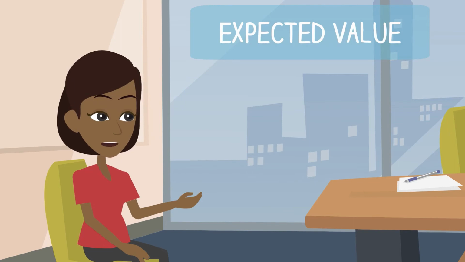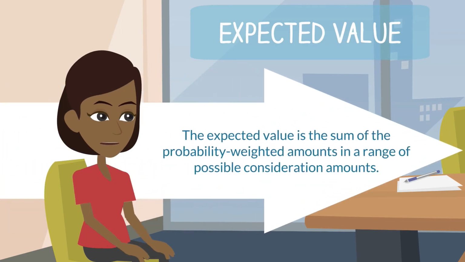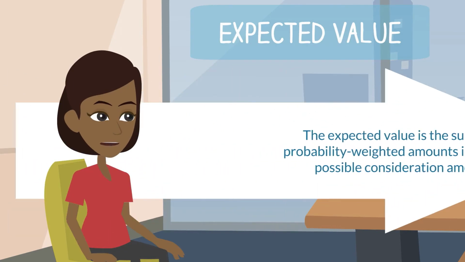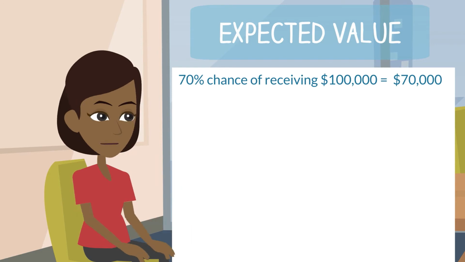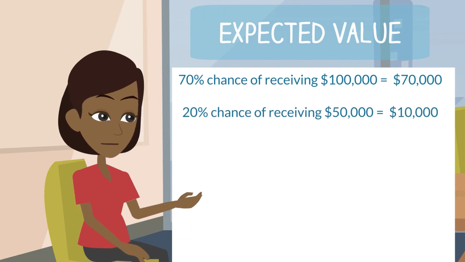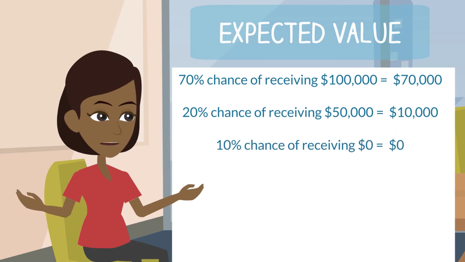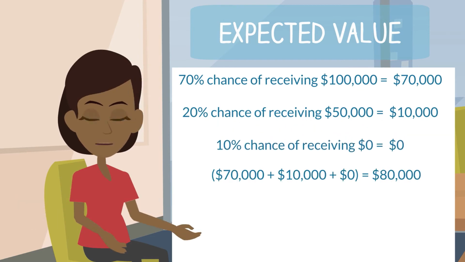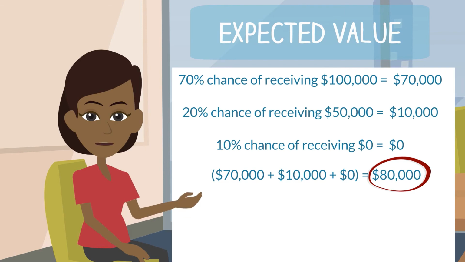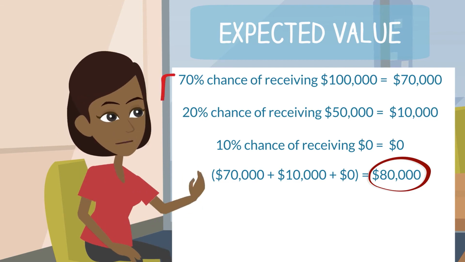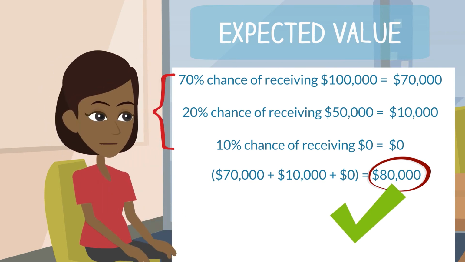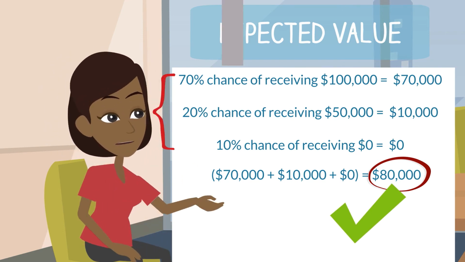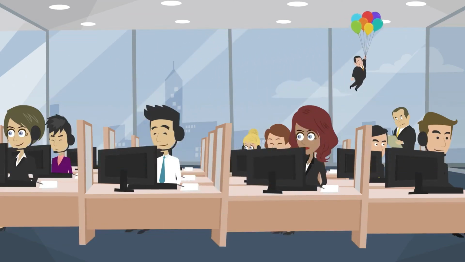The expected value method is the sum of the probability-weighted amounts in a range of possible consideration amounts. For example, assume a contract has a 70% chance of receiving $100,000, a 20% chance of receiving $50,000, and a 10% chance of receiving nothing. The expected value of these outcomes is $80,000. This approach may be appropriate if the entity has many contracts with similar characteristics and a wide range of possible outcomes. Let's put it all together with an example.